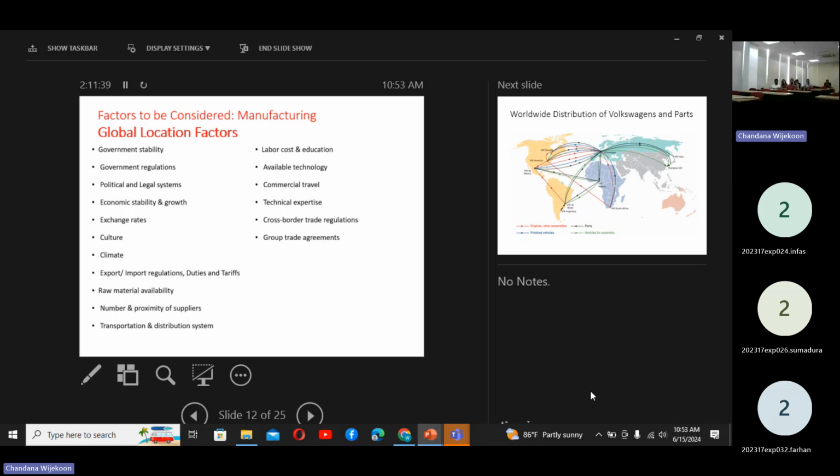So, country of origin, which matters when it comes to exporting. So, they would consider this regulation.